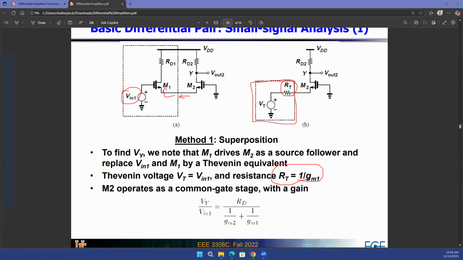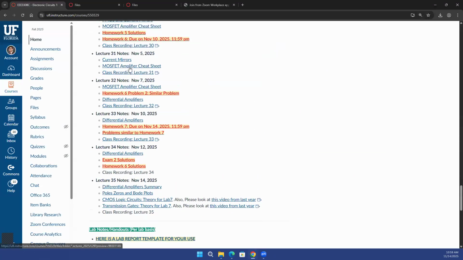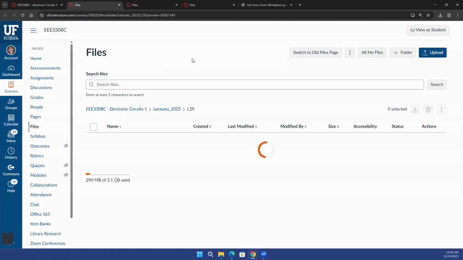If there is no channel length modulation, then RD has no effect. Okay? So we discussed that when we were, so let's go back to this. Maybe. So let's open our MOSFET amplifier cheat sheet.